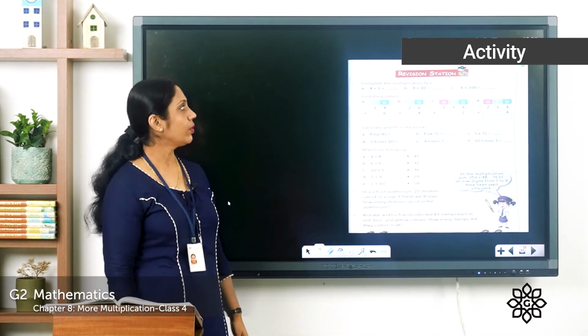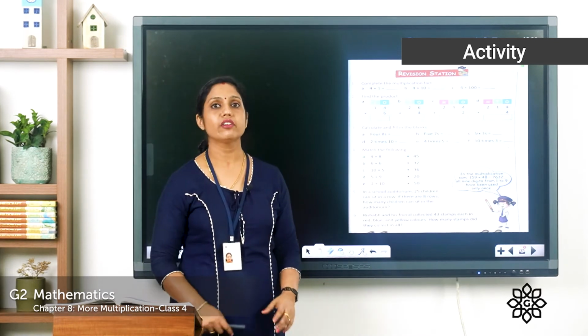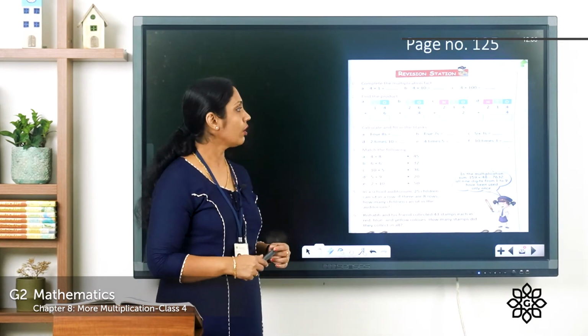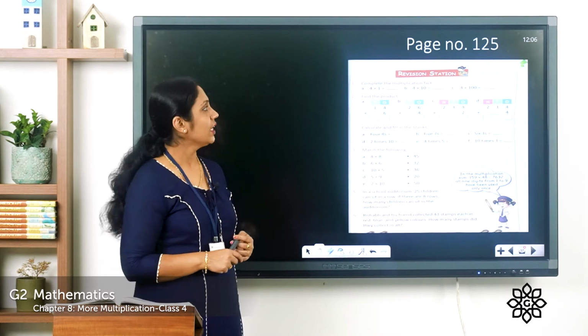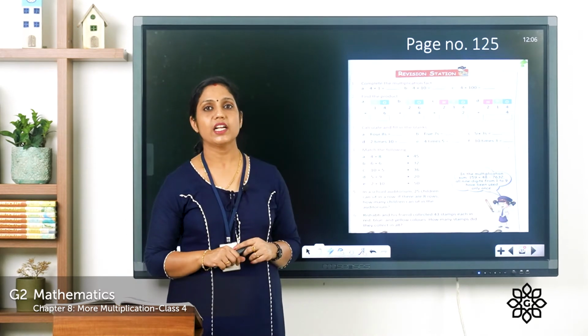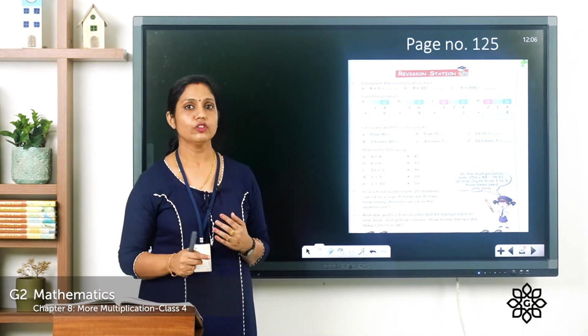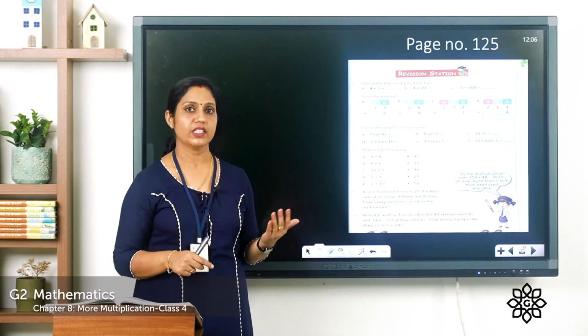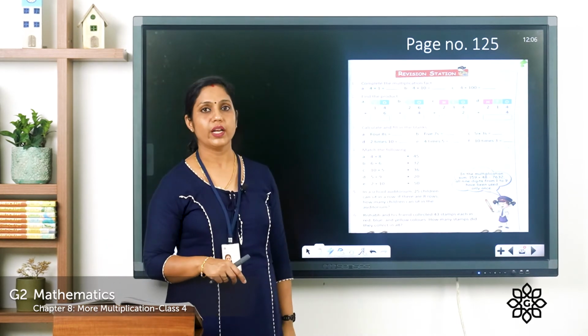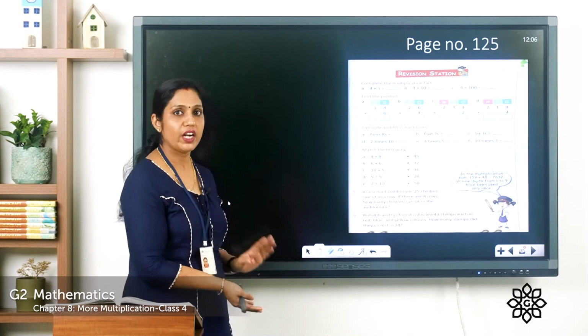Next, page number 125, you have the revision station. So you can check what all questions are given. First one, complete the multiplication fact. So we have learned the multiplication fact in our previous classes. Let's check 4 into 1. 4 into 1 is equal to 1 into 4.